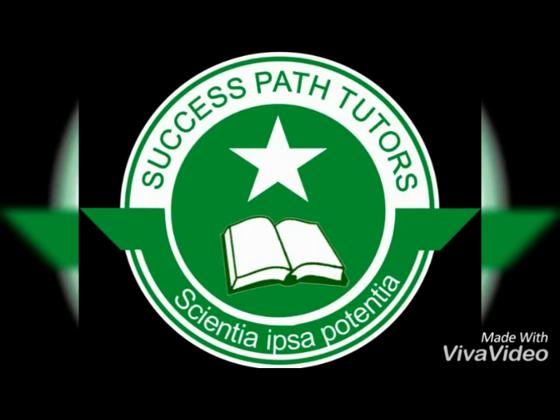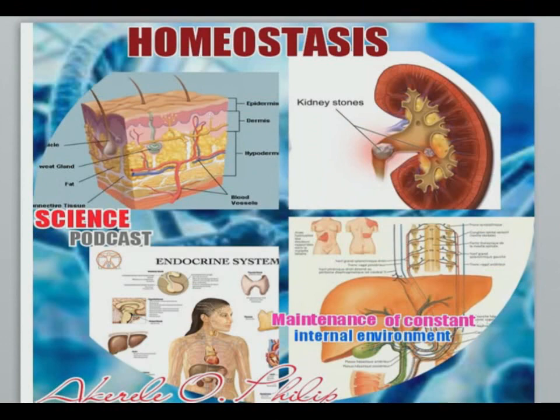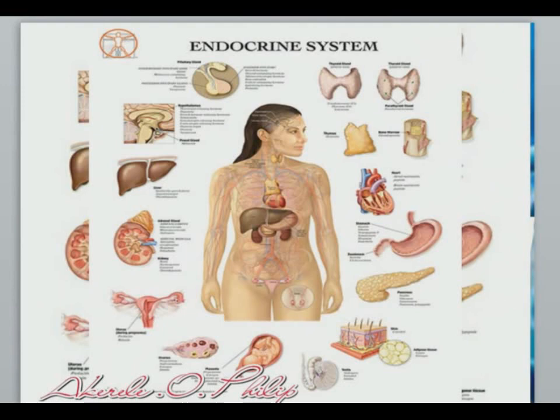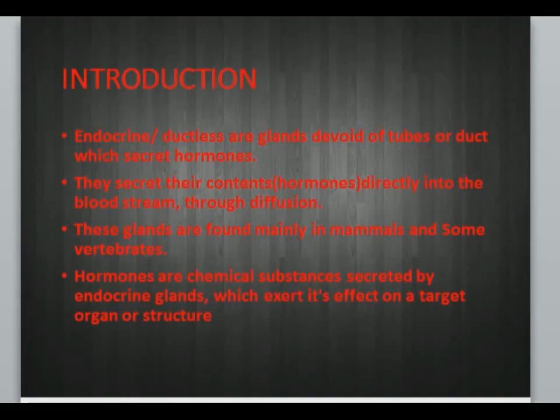Homeostasis, part three, endocrine system. That's the concluding aspect of homeostasis. Okay, this will be a flow chart. The general introduction into endocrine or ductless glands, the endocrine glands and what they secrete, location of endocrine glands, the functions, and the abnormalities of endocrine hormones. That is the pathophysiology. Okay, here we'll look at this.